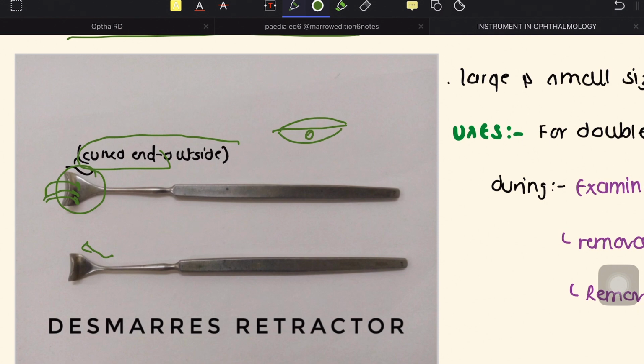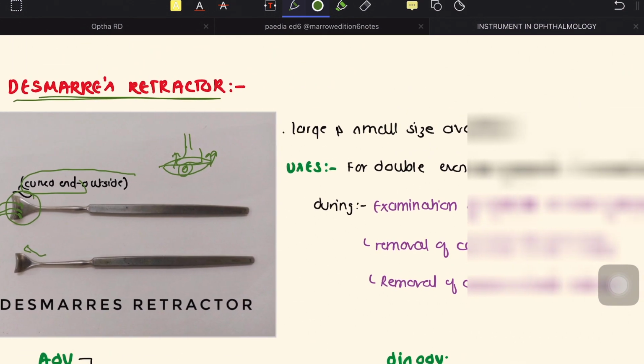If this is your eyeball, we keep the Desmarais lid retractor in this manner, right? Let me make a better diagram than this. So we'll keep this Desmarais lid retractor like this, and we'll invert the cilia in this way. Okay, so this is how the Desmarais lid retractor is being used.